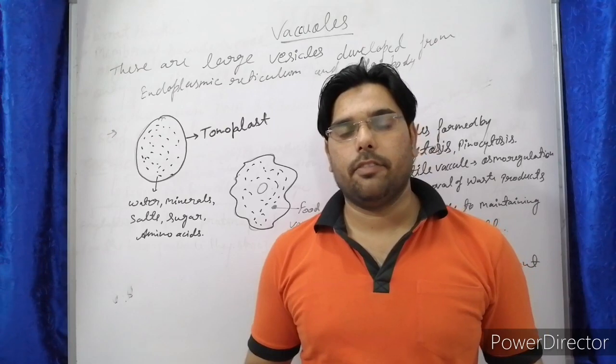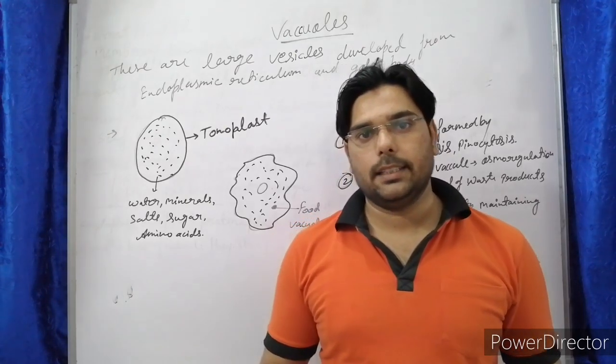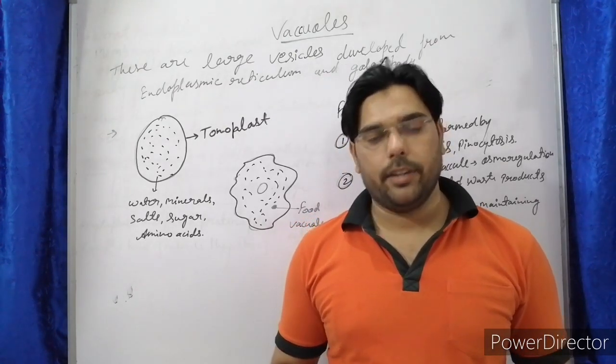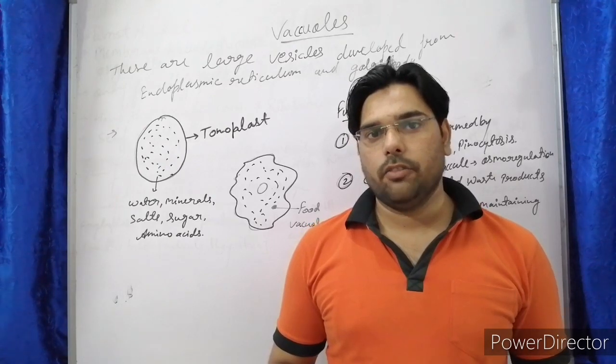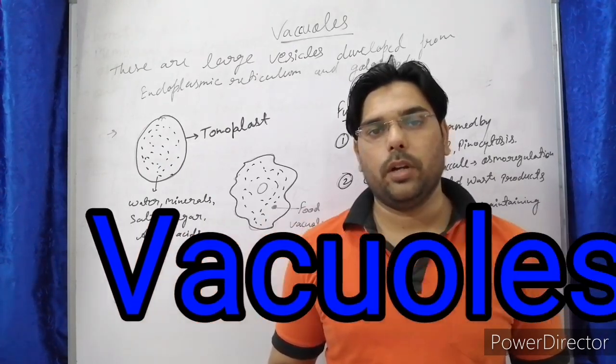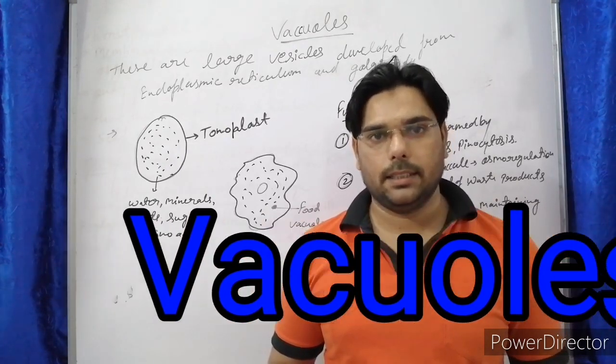Students, we are studying the first chapter of class 9 biology, that is cell, the fundamental unit of life. In this session we are going to study about vacuole and the difference between animal and plant cell.